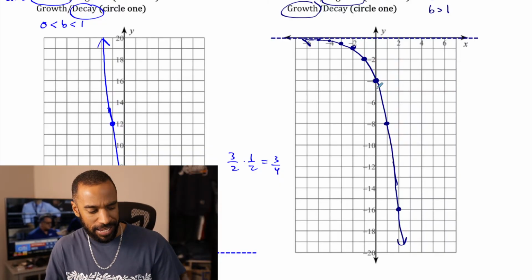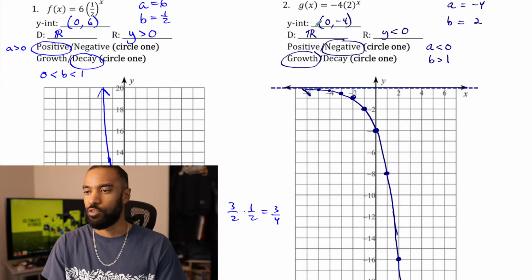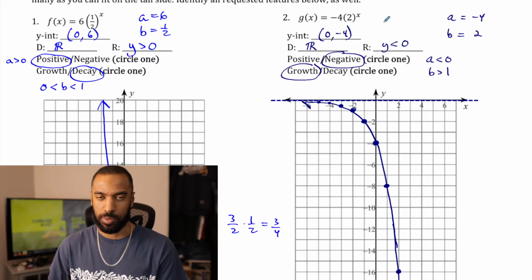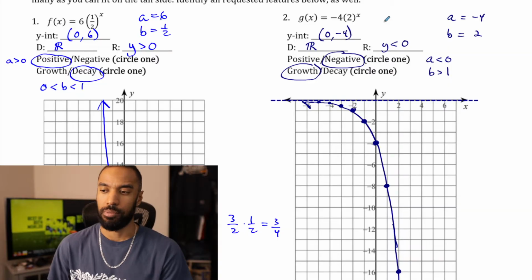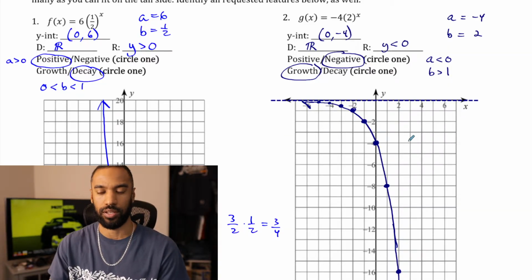So why can't b be 0 or 1? Because if you multiply by 0 over and over, the number just stays as 0. That's not exponential. Why can't b be 1? If you multiply by 1 over and over, the value just doesn't change. It's not 0, but it's just -4 over and over. Also not exponential.